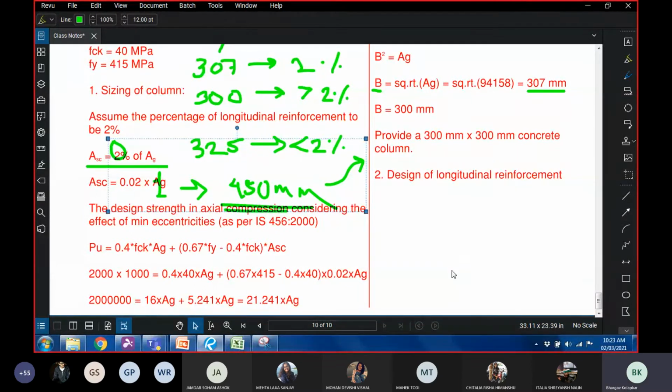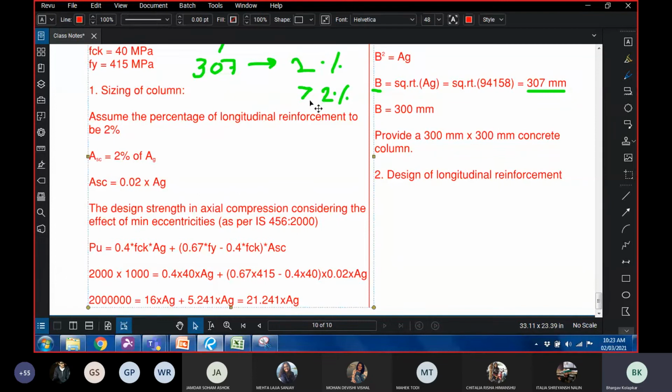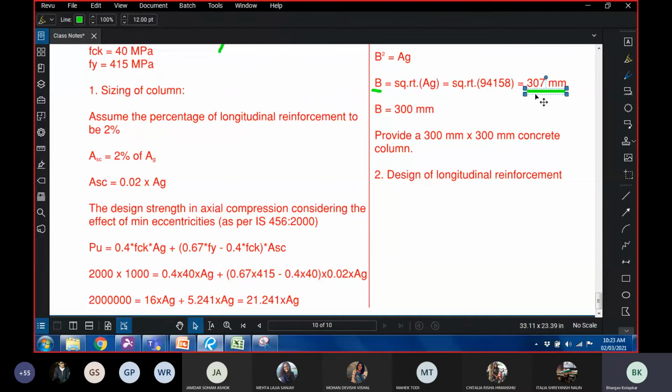We can always just mechanically follow the procedure and get an answer. But if you do not understand what this answer means, what is the other way you could have done it, then I feel there's no point in me teaching you this. So in your projects or in your actual practice, if the structural engineer says that this is the minimum size of the column that would be required, and you're not comfortable with it, you can always ask the structural engineer to increase the amount of reinforcement in the column.